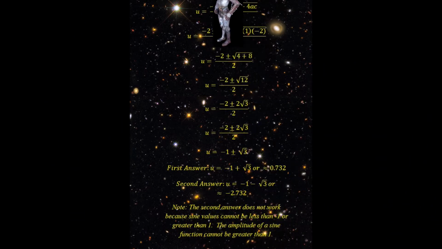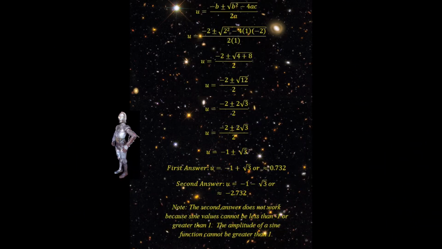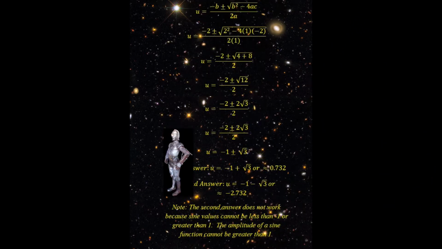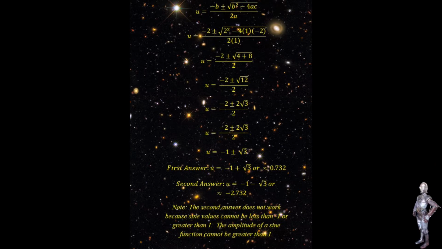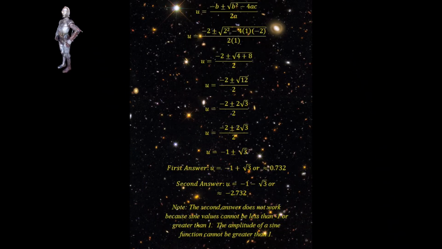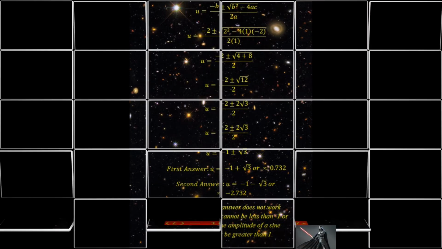We took these answers and plugged them into the equation sine of t over 4 pi equals -1 plus or minus the square root of 3. The equation sine t over 4 pi equals -1 minus the square root of 3 is impossible because -1 minus the square root of 3 is equal to -2.732. This answer does not work because sine values cannot be less than -1 or greater than 1 because of the amplitude of a sine function.